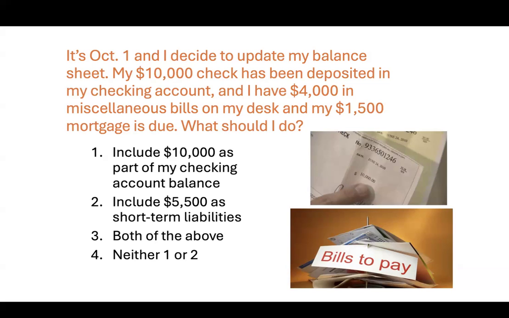Okay? We're going to make it simpler than that. All right? We'll only record the 10,000. So the answer is number one, right? We'll only record the $10,000 increase in assets on the balance sheet. The 4,000 and 1,500 will not be on the balance sheet. Okay? They will, however, be expenses on the income and expense statement when that cash outflow actually takes place, right?